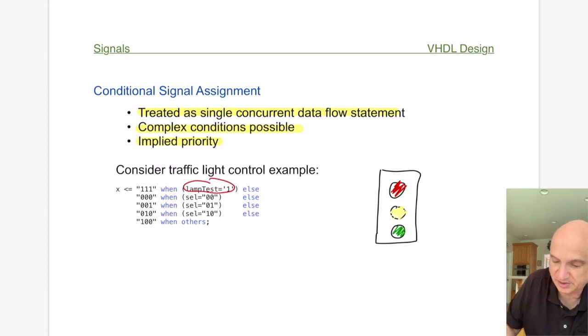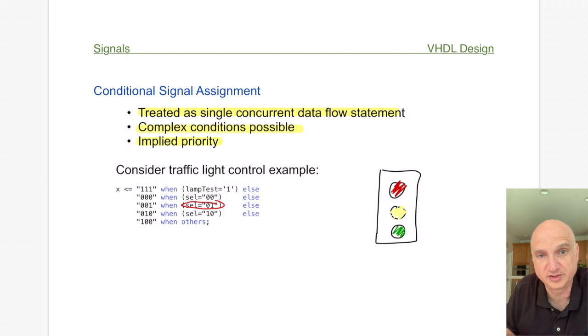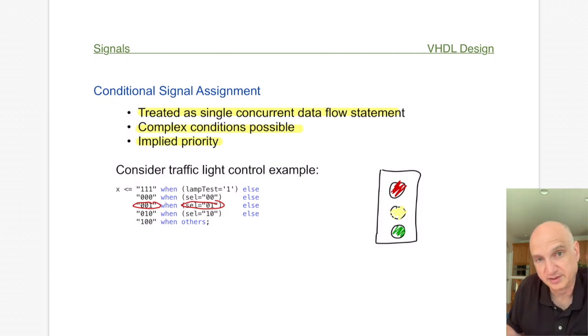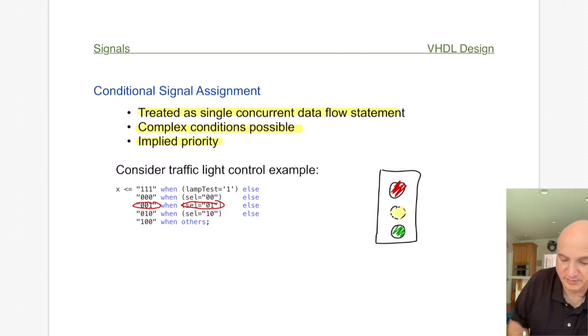If the lamp test is not true, it then checks to see if select is all 0s. If it's not true, then it goes to the next one and checks to see if the select is 0, 1. In this case, if it is true, it will activate what we could call the red light. It just depends on how we do our bit orders here. We could activate the red light, and if it's 1, 0, it would activate the yellow light, and if it is 1, 1, it would activate the green light by doing this.